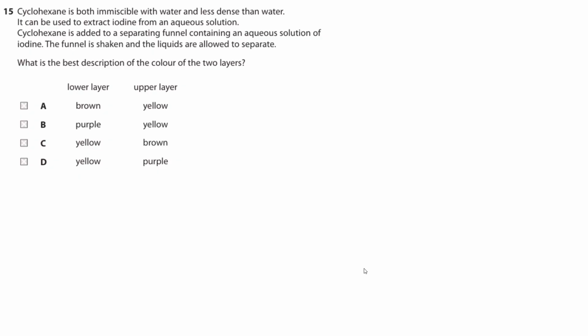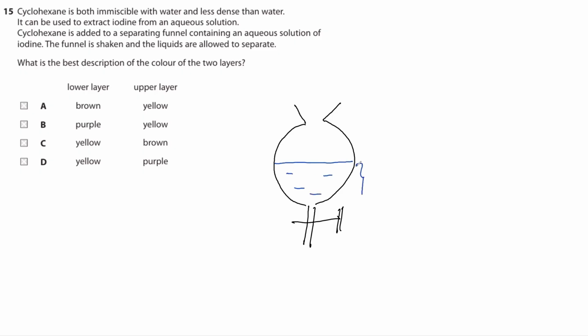So we have a separating funnel. A separating funnel is something like this. The structure is like this, and there's a tap at the bottom. Okay. Cyclohexane is both immiscible with water and less dense than water, right? So if they form two layers, water will be the bottom layer because cyclohexane is less dense than water. So this is our cyclohexane layer.